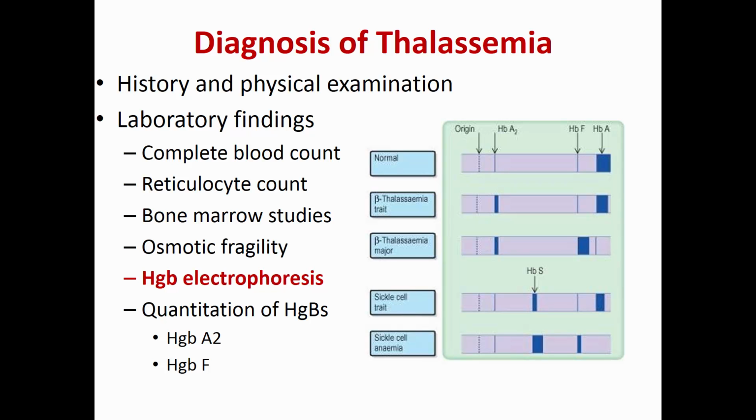Yes, about 1 to 2%, 1.5%, is going to be hemoglobin F. So it's going to be there. But the majority of your hemoglobin is going to be hemoglobin A. You know that. Let's see how beta thalassemia trait is going to look.